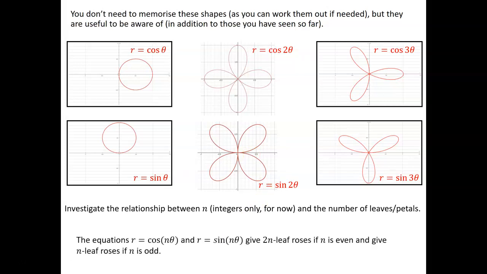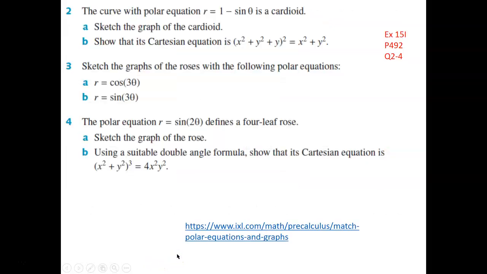So hopefully what you found is that when n is even, they give a 2n leaf rose. Leaf, petal, sticky outy thing. So these 2 theta graphs have 4 petals, and these 3 theta graphs have 3 petals. And so they give an n leaf rose when n is odd. Okay then, so now you can have a go at questions 2 to 4. Please pause the video while you do this. Please do these without your CAS.